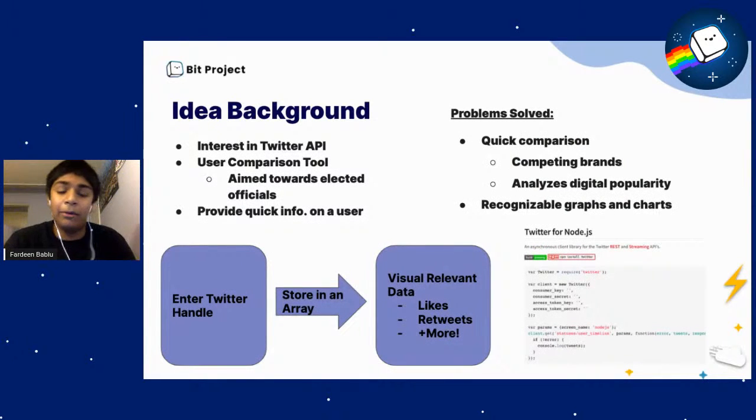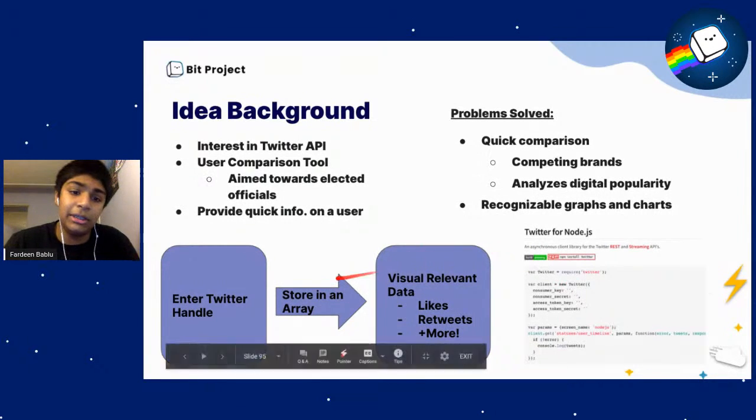So some of the background continued. I was really interested in the Twitter API specifically because I was able to get access to the Twitter developer API, the small little key thing. I wanted to make a project using the Twitter API, but I didn't really know how to, so that just was in the back of my mind until this project. So I was able to use that. I also wanted to make a user comparison tool, which was aimed towards elected officials, because I feel like that would be the best way to implement the data that I get. And I want to have really quick information.